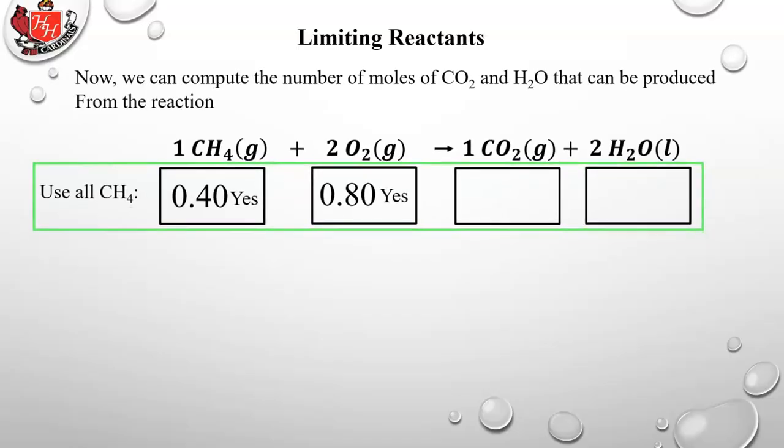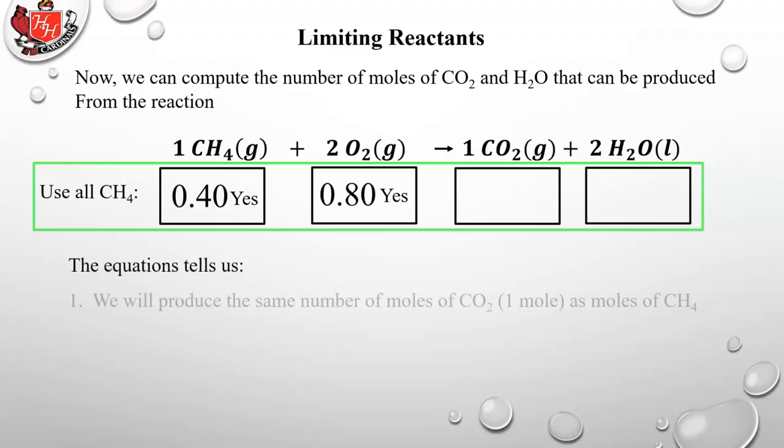Okay, now we can compute the number of moles of CO2 and H2O that can be produced. So from the reaction, the equation tells us that we will produce the same number of moles of CO2 as moles of CH4. Why? Because they have the same coefficient in front of them, a 1 and a 1. That means since we actually used 0.4 moles of CH4, we can produce 0.4 moles of CO2.